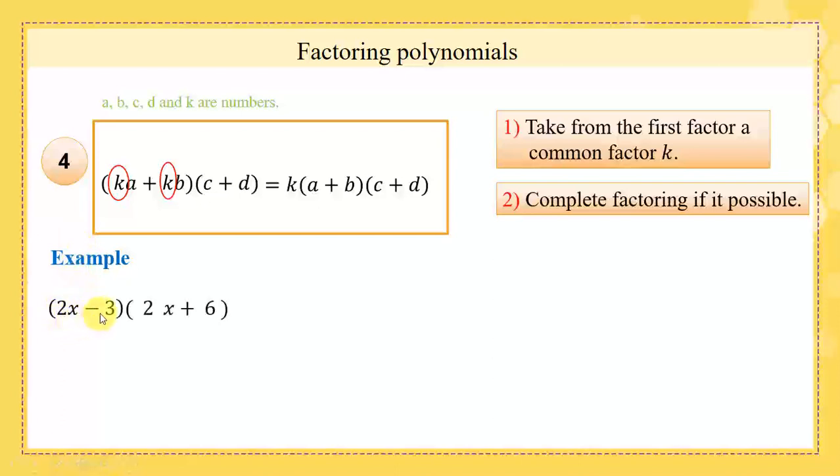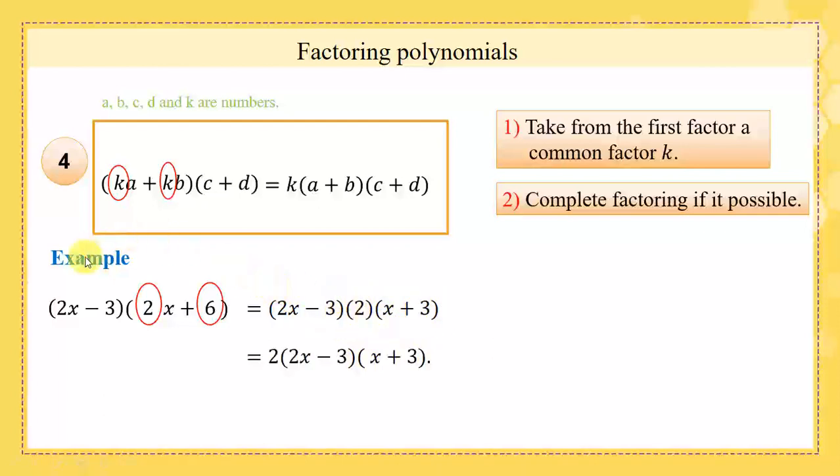Example: (2x minus 3) times (2x plus 6). Let us check factor 1. We have no common factor. Let us check factor 2. 2 is a common divisor for both 2 and 6, so 2 is a common factor. We take 2 outside the parentheses, so we get (2x minus 3) times 2 times (x plus 3). Of course, we put the single monomial outside. So we get 2 times (2x minus 3) times (x plus 3), which is the final answer.